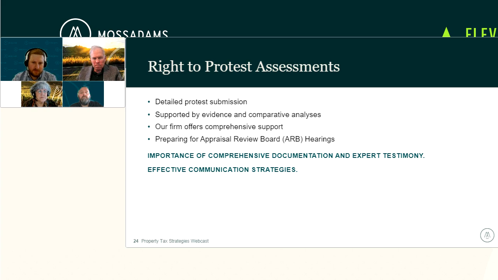And navigating this process can be tough, so it's essential to engage with tax professionals. Our firm specializes in property tax services. It can help you build a strong protest case while working proactively with your company, the county, and the appraisal firm to improve your chances of success.